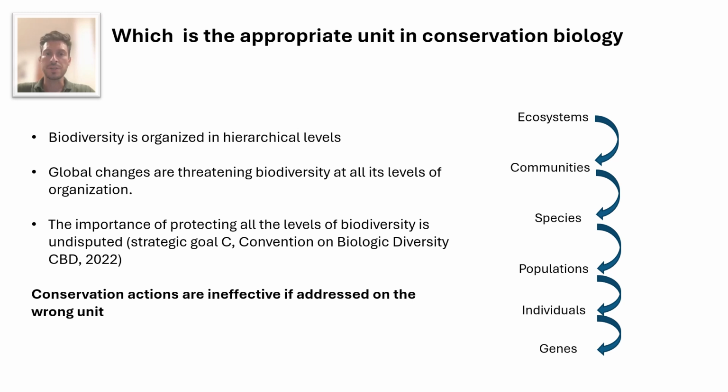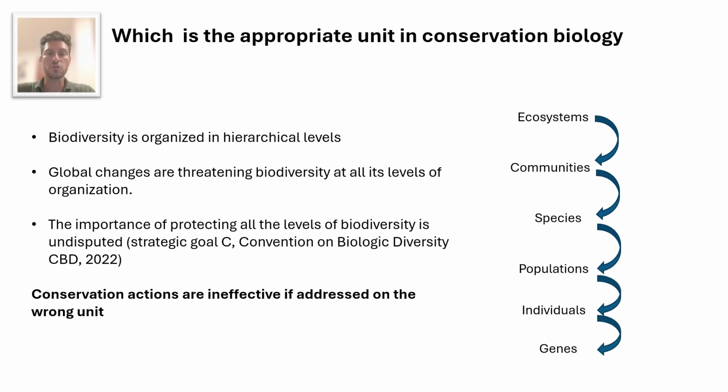And more species living in the same area and interacting with each other form a community. Finally, the interaction between the community and the abiotic environment forms the ecosystem. Global change is threatening biodiversity at all these levels of organization, and now stakeholders agree with scientists on the importance of protecting all the levels of biodiversity.